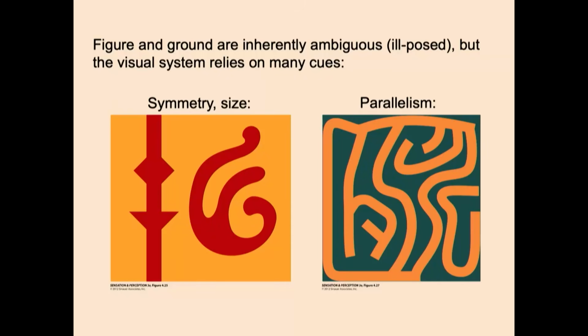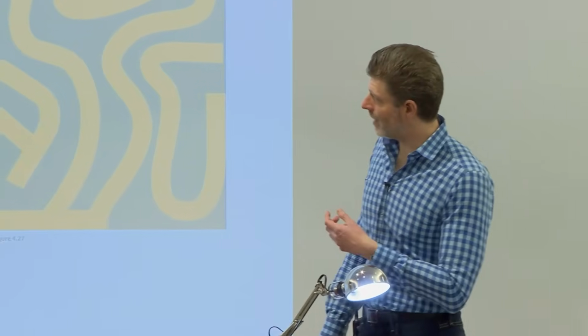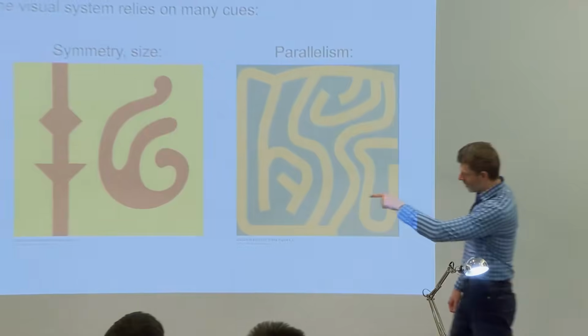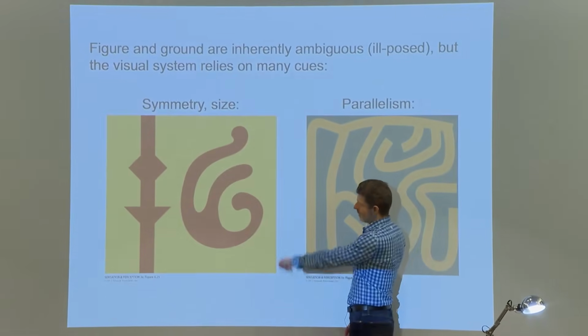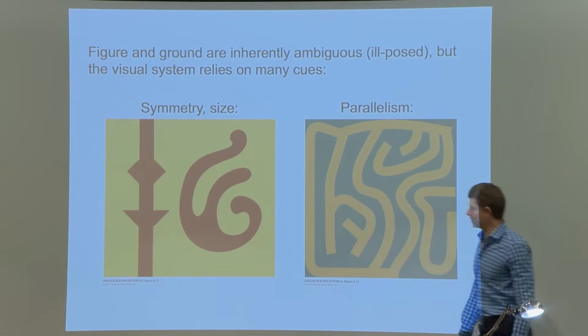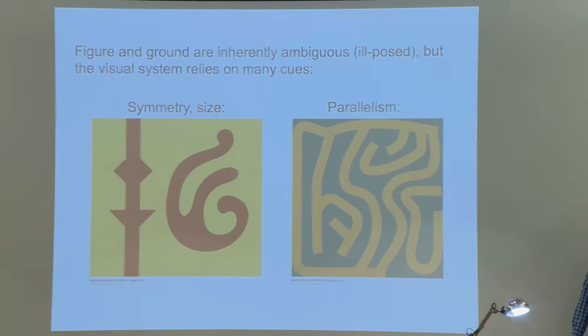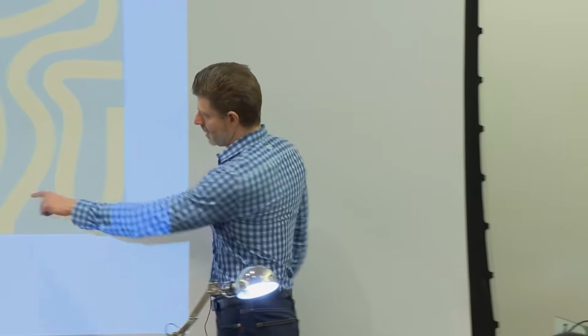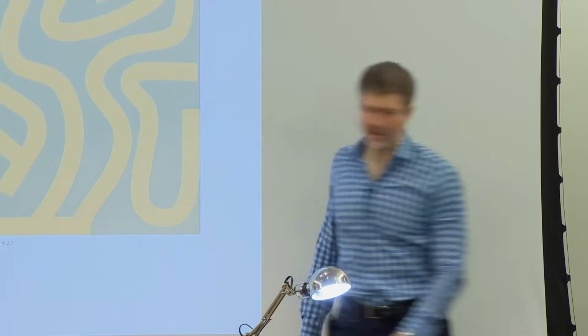But the visual system relies on many cues. And again, these were things that were studied by the Gestalt psychologists. So, for instance, things that are symmetric tend to be seen as figure. Things that are smaller tend to be seen as figure. So the dark orange things here look like figure, and the light orange things look like ground. Parallel lines tend to be interpreted as the borders of figure. So the things that are parallel here tend to be seen as figure.